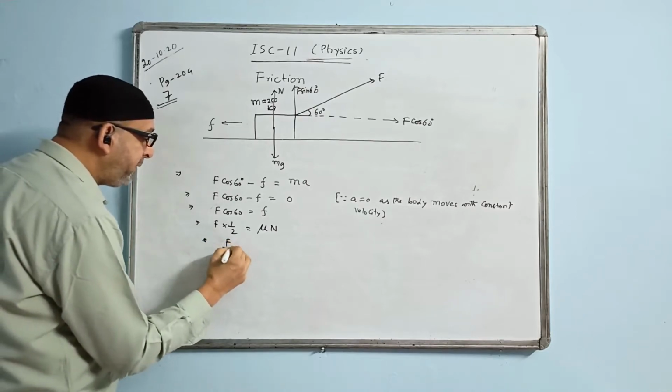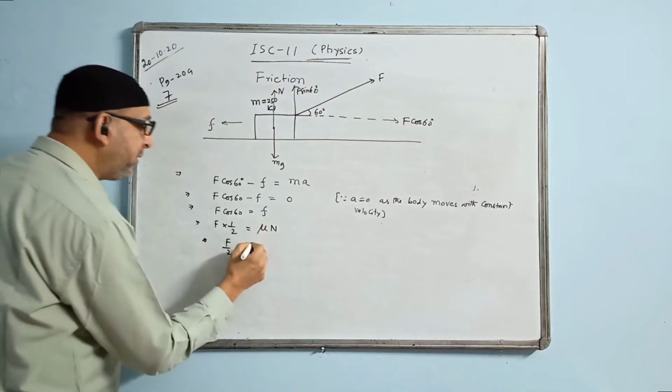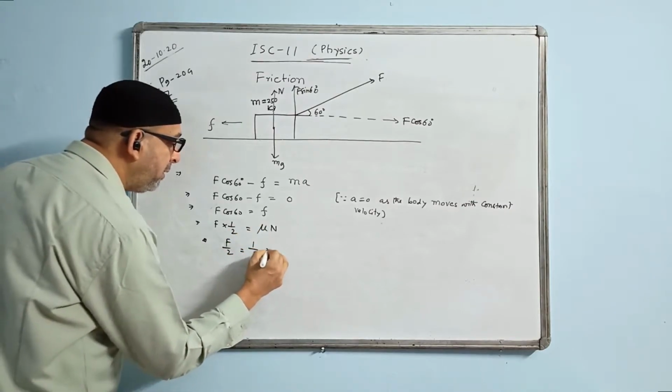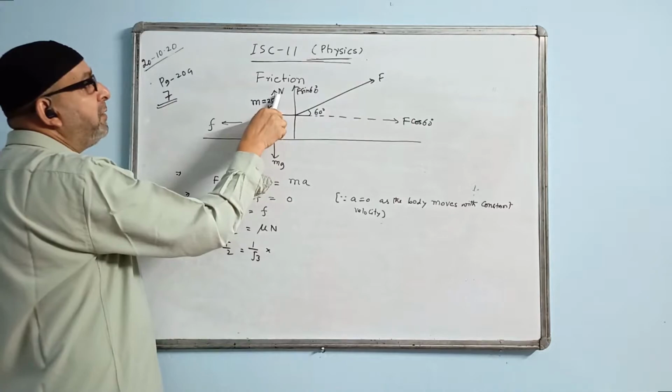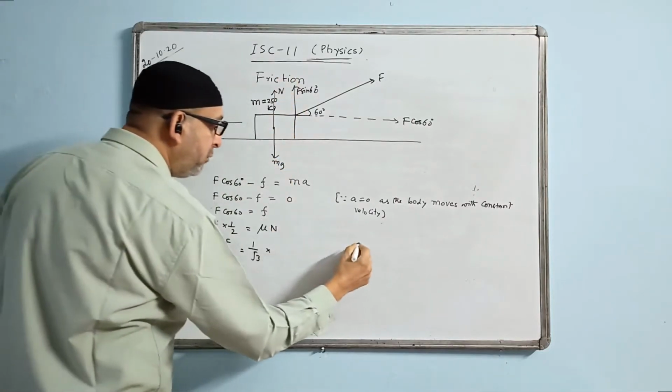This becomes F by 2. The value of mu is given as 1 by root 3. We put that value, 1 by root 3, in to find the value of F. We will see this and this, they are acting up. Mg is acting up. We can do the calculation here.